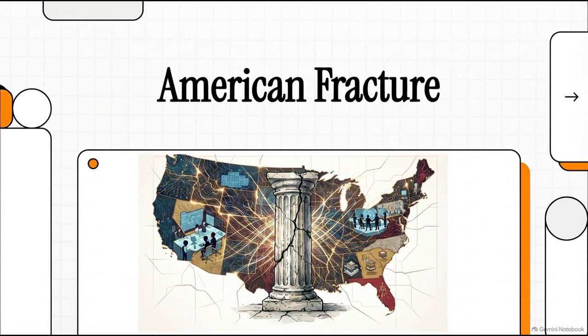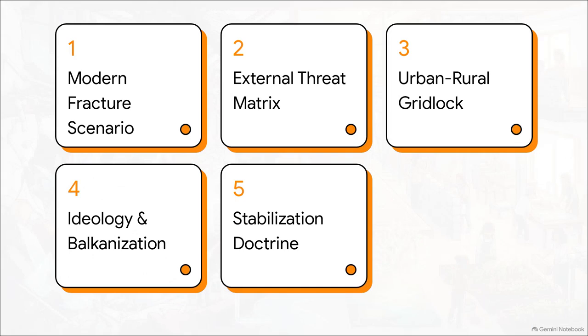We're going to objectively map out exactly how this author models the domestic collapse and the strategic moves they claim would follow. So if you appreciate breaking down grand strategy frameworks without all the emotional noise, you are definitely in the right place. Okay, let's jump right in. Here's our roadmap. We'll start with the modern fracture scenario, move into the external threat matrix, look at the urban-rural gridlock, break down ideology and balkanization, and wrap up with the loyalist stabilization doctrine.